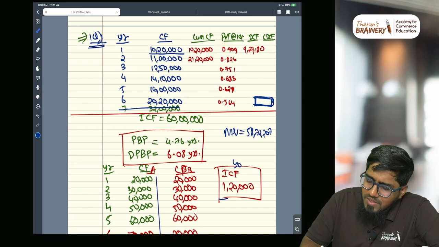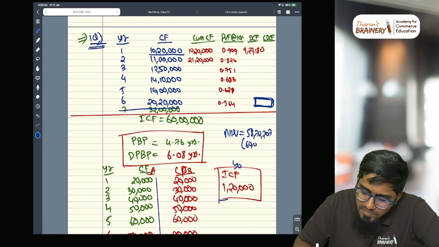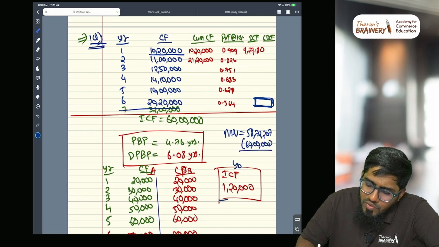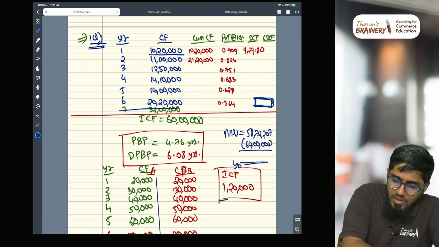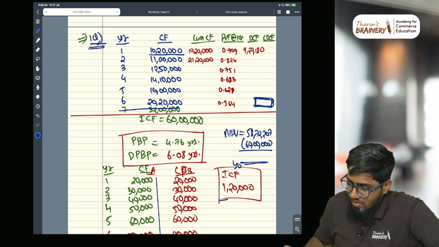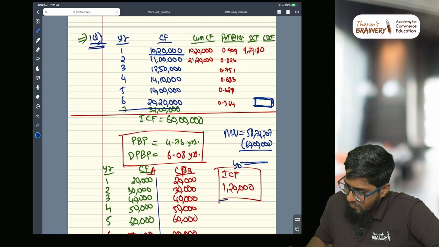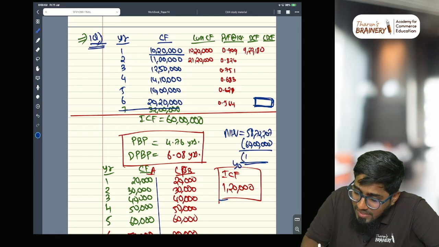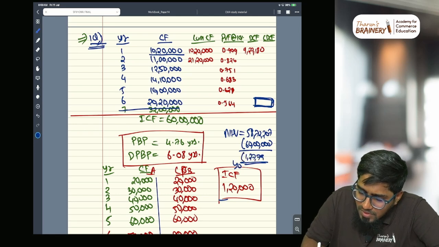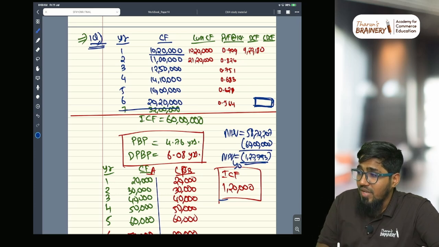So this is the 58 lakh 70,000 discounted cash inflows minus 60 lakhs. If you do minus 60 lakhs, what is the NPV? Your NPV is 58,72,207 minus 60 lakhs, equal to negative 1,27,793. So this is the negative NPV.